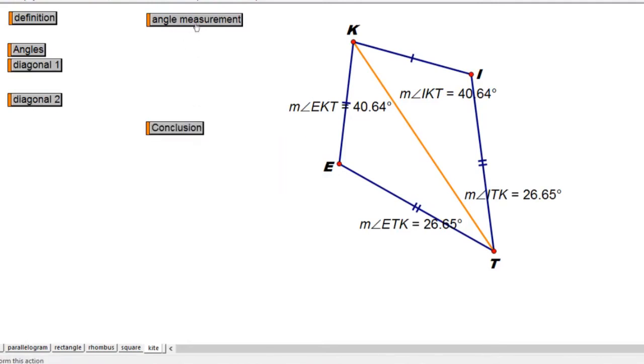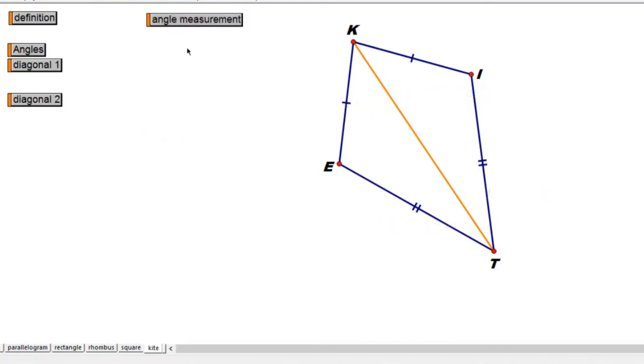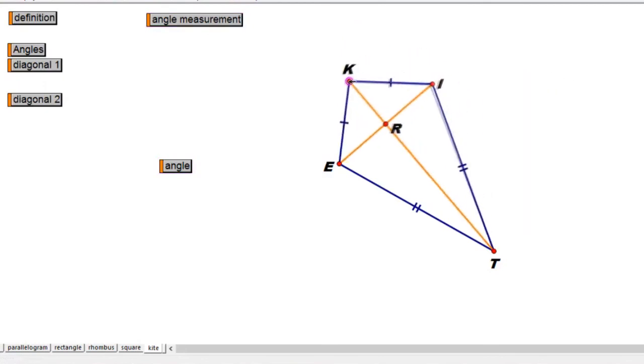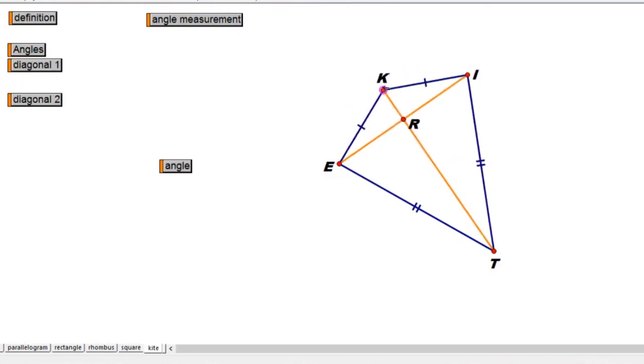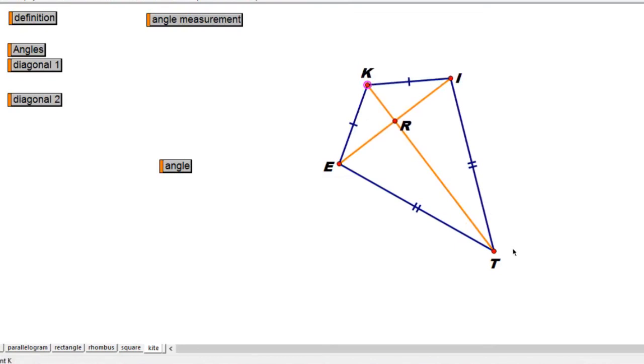Okay, let's take a look at another diagonal. Diagonal EI. Diagonal EI is connecting two vertices that are non-vertex angles. Just by the word kite, you can see how it looks like. And you can see how the orange diagonals interact. And for you to see it better, angle KRE measures 90 degrees.